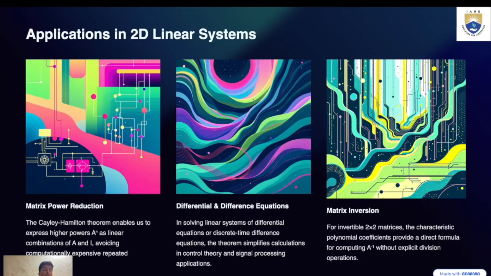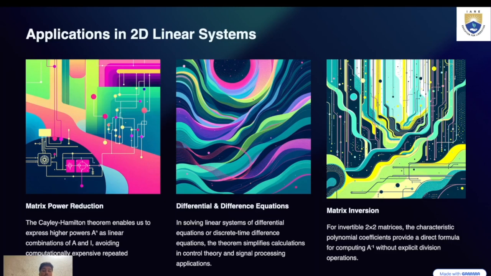Now coming on to the applications in 2D linear systems. The Cayley-Hamilton theorem is not only elegant, but it is very useful for computing higher powers of a matrix, that is, matrix power reduction. The theorem enables us to express higher powers A to the n as a linear combination of A and I, avoiding computationally expensive repeated multiplications. For example, for calculating A to the 4, A to the 5, etc.